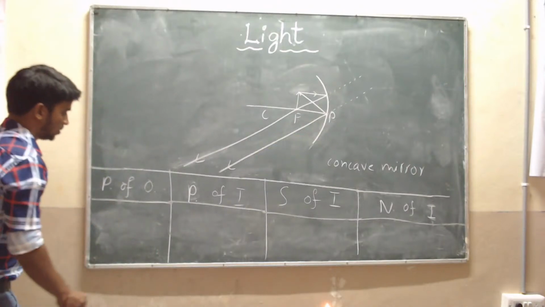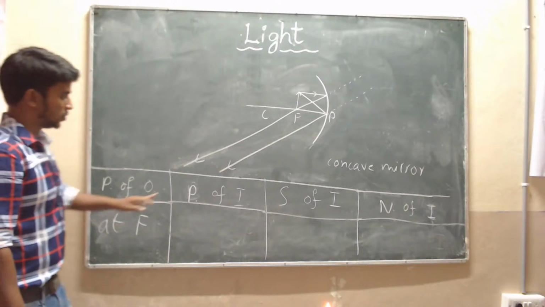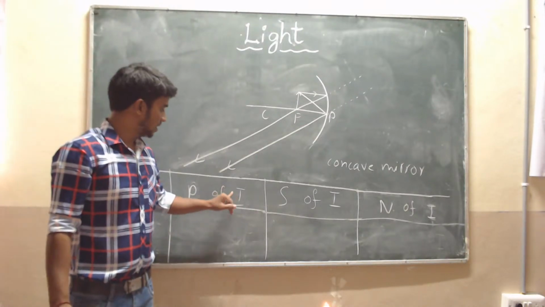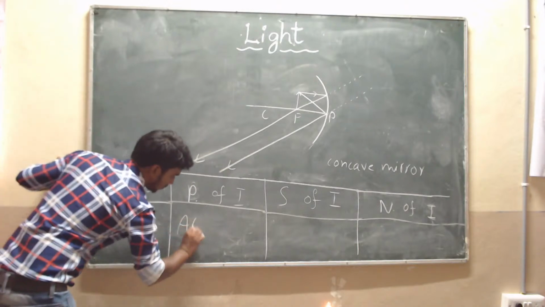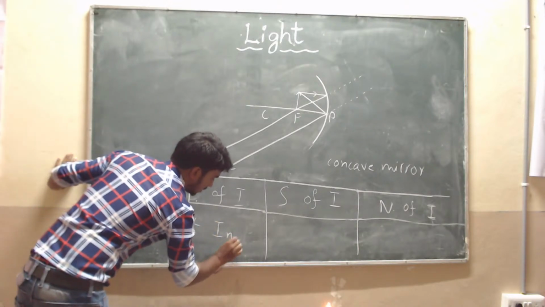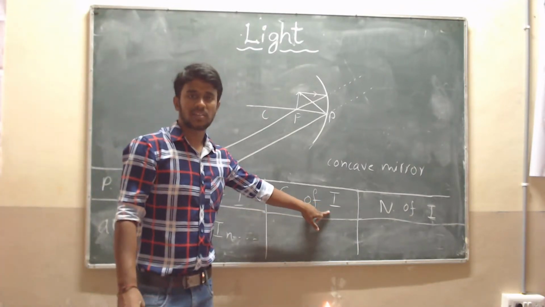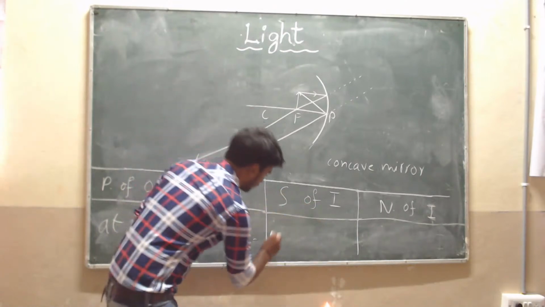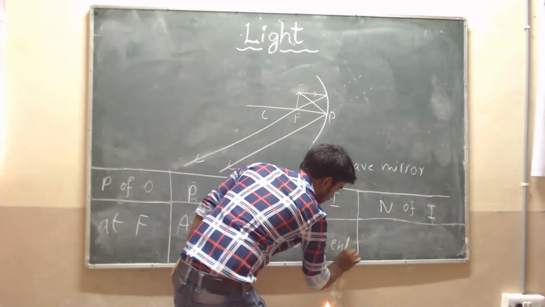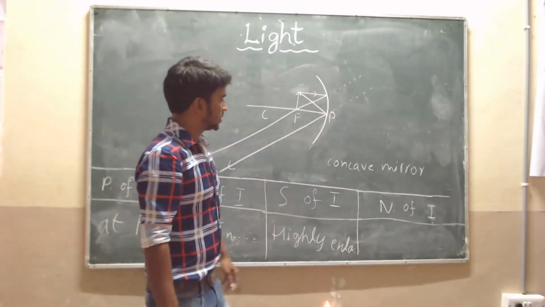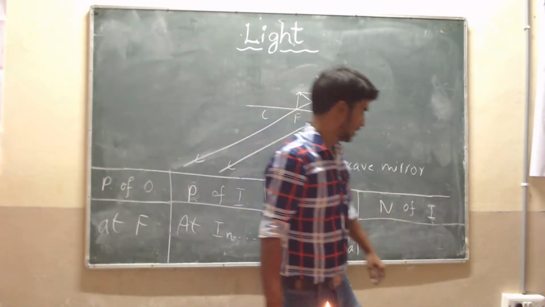Now, where is the position of the object? At F. Where is the position of the image? Okay, here the position of the image is at infinity. Then the size of the image is highly enlarged. Next, nature of the image. So here the nature of the image is also real and inverted. Okay, so let's check.